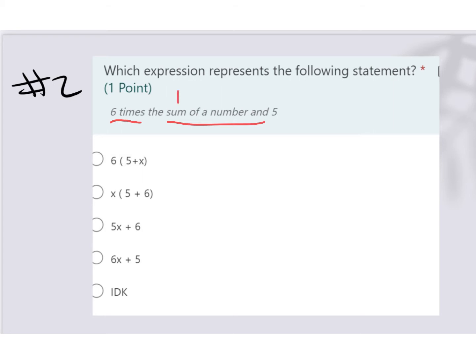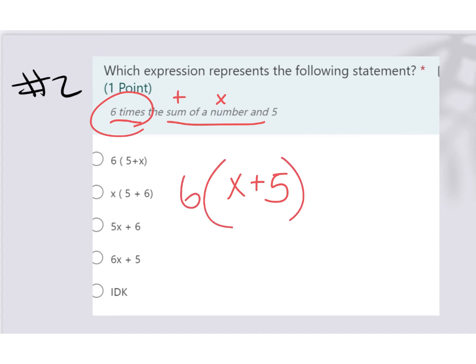So the sum, that means add a number, we can pick a letter, so maybe x and 5. So we're going to add x and 5, and we are doing 6 times that. So we can multiply the entire thing by 6 at the end. So the answer here would be A.